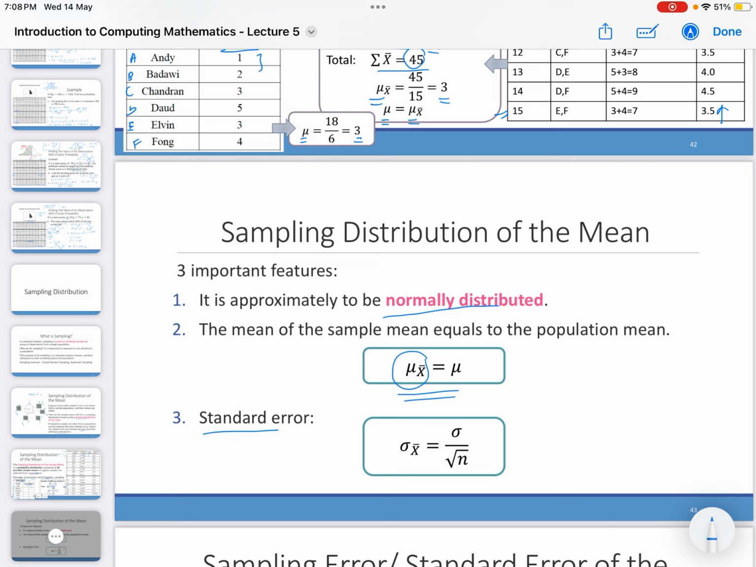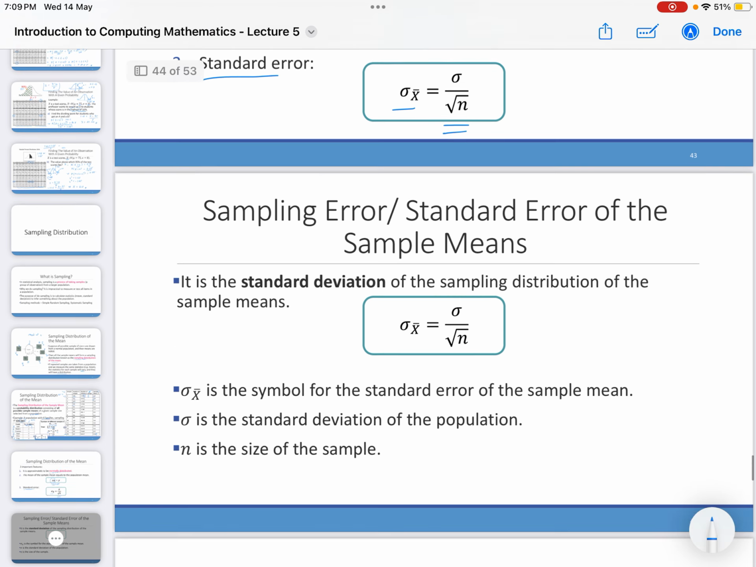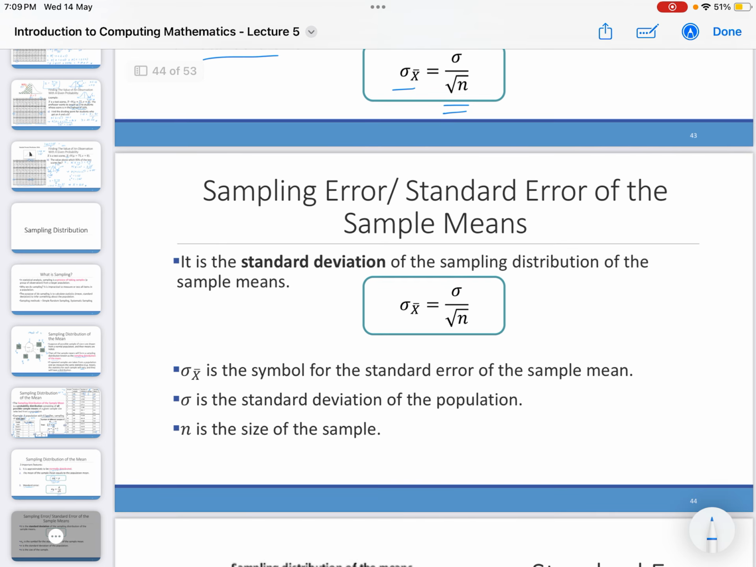And then the standard error. Standard error is the standard deviation of the sample means. We denote it as sigma sub x bar, which is equal to sigma divided by the square root of n, where n is the sample size. This is the sampling error, or standard error, of the sample mean.